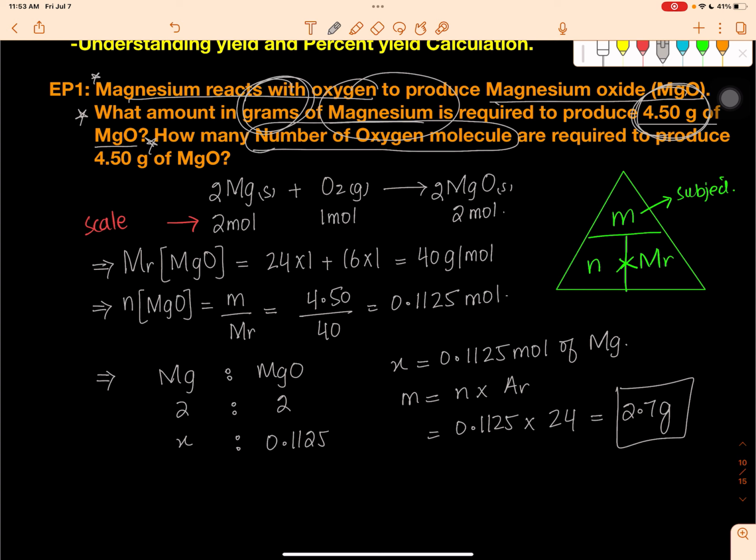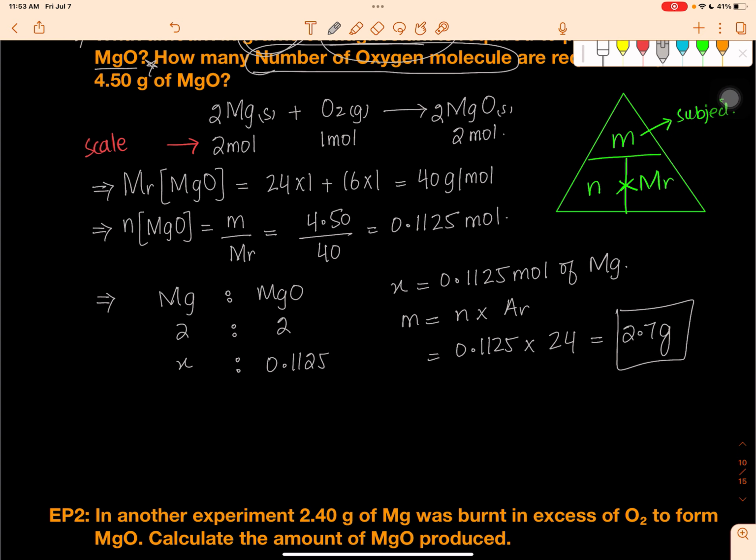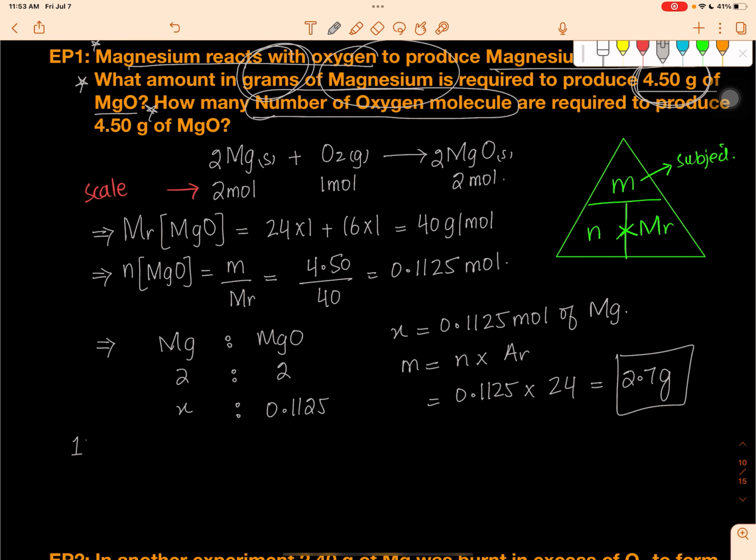So for the number of oxygen molecules, we discussed earlier that one mole is equal to 6.02 times 10 power 23 molecules of any substance. So they are just asking what number of molecules of oxygen are reacting with magnesium to produce 4.50 grams of magnesium oxide.